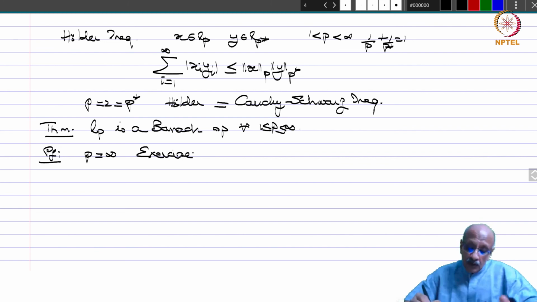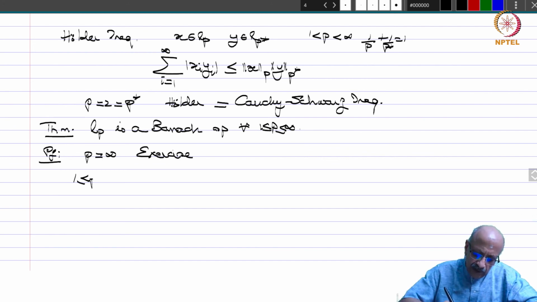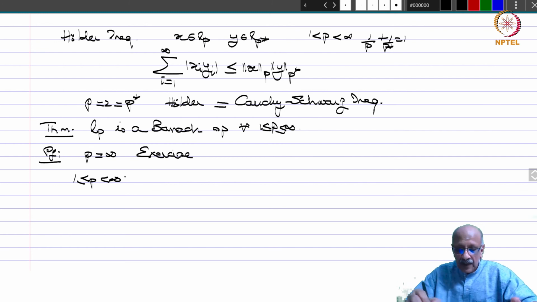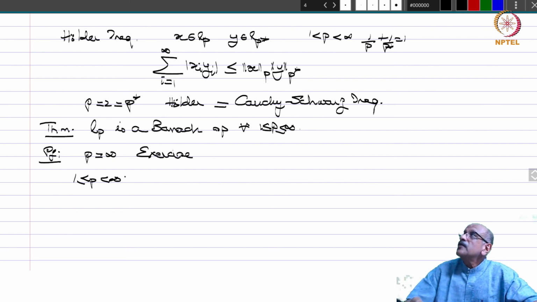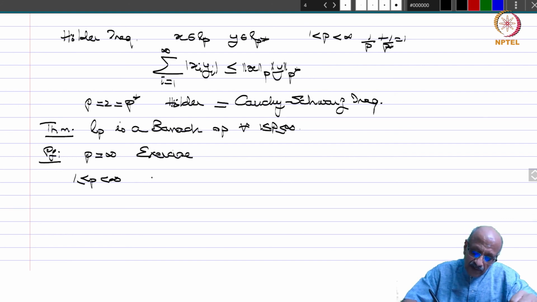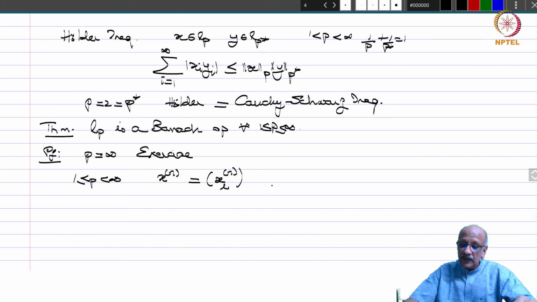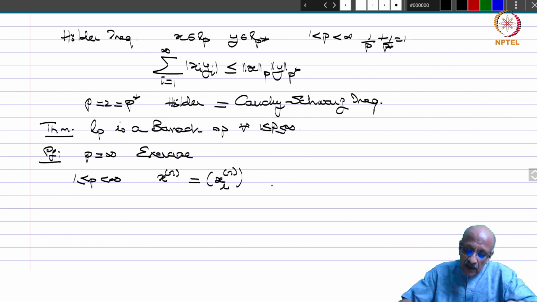So we want to show that given any Cauchy sequence, so we assume now that 1 ≤ p < infinity, and so we have to show that every Cauchy sequence is convergent. Okay, so let us take a Cauchy sequence x_n. I will write its coordinates, so it's x_n^i, where i is going from 1 to infinity for every fixed n. So this is a Cauchy sequence.